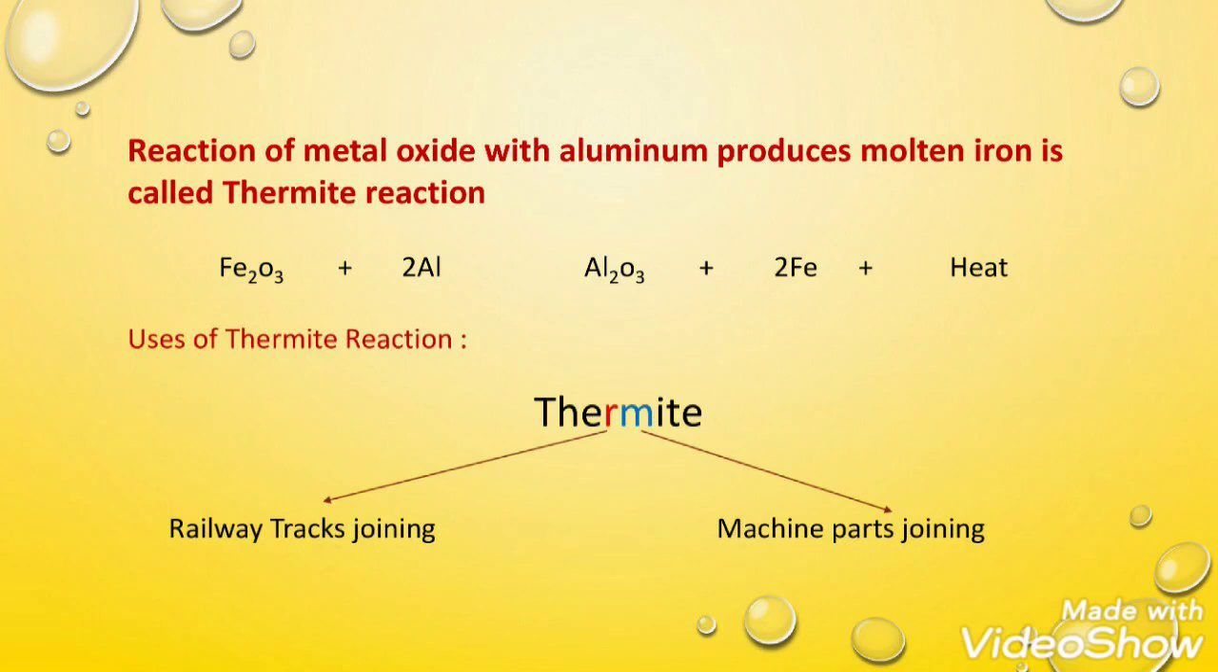Uses of this thermite reaction are important. You can write them easily from the word thermite itself. In the name only, R denotes railway tracks joining, M denotes machine parts joining which are cracked.